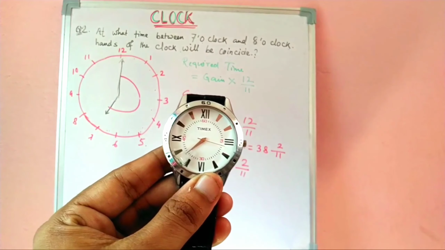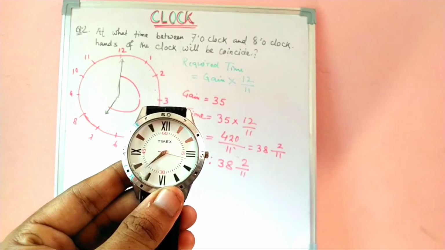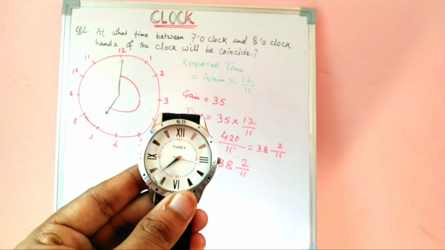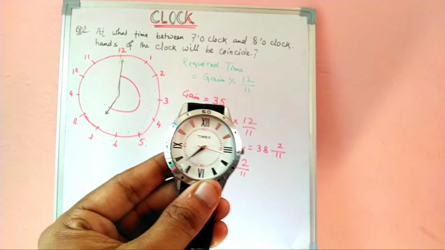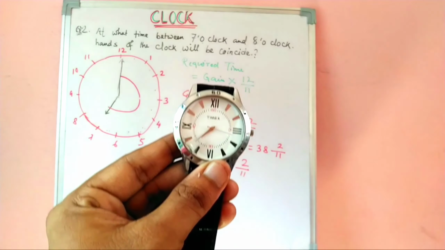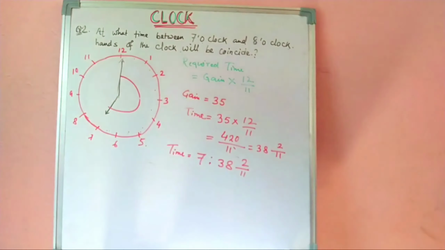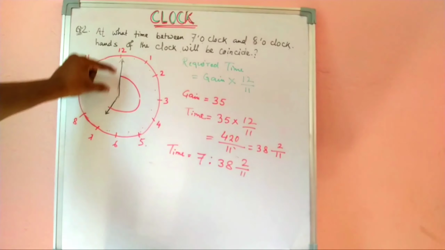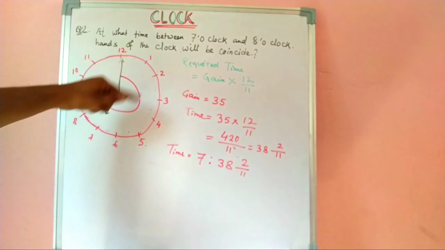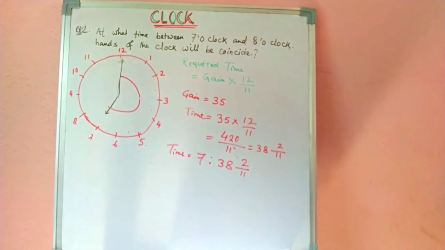Okay, so this is how you have to remember. Very easy formula. Required time is gain into 12 by 11. So 12 by 11 you have to remember, and gain you have to calculate: how many minutes between the minute hand and hour hand. Here between the minute hand and hour hand there are a total of 35 minutes. So gain equals 35. That's it.